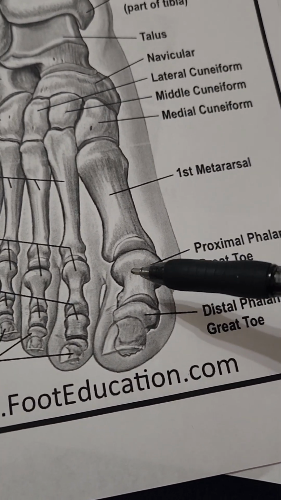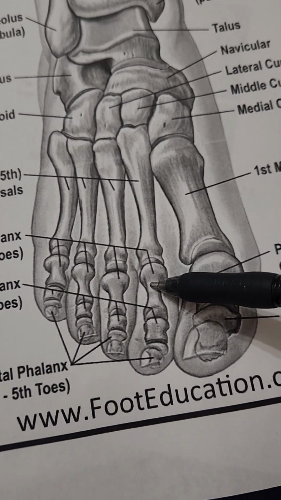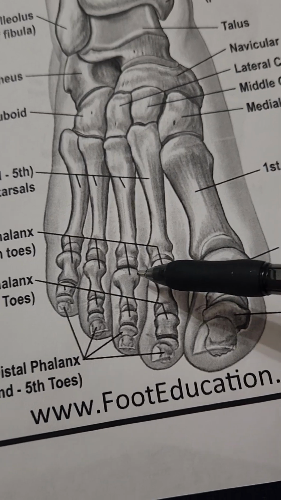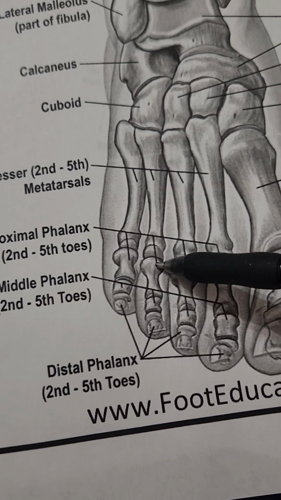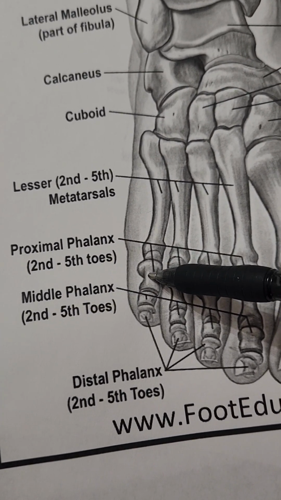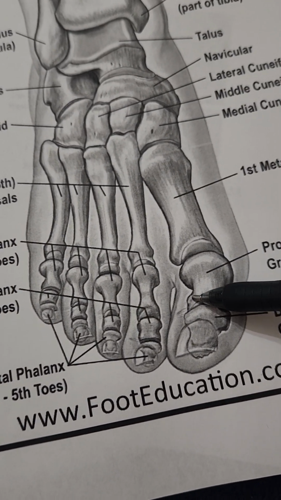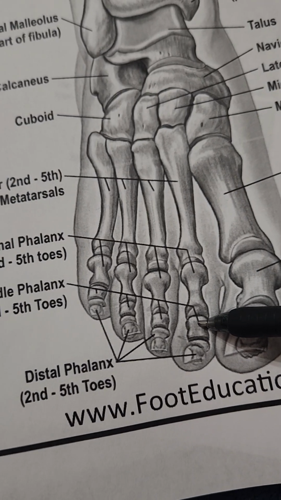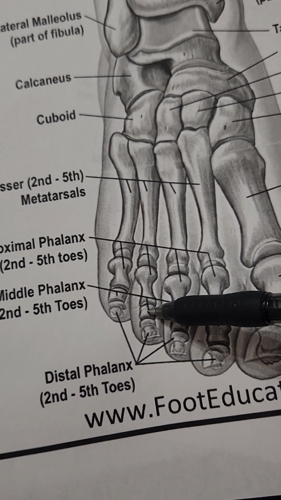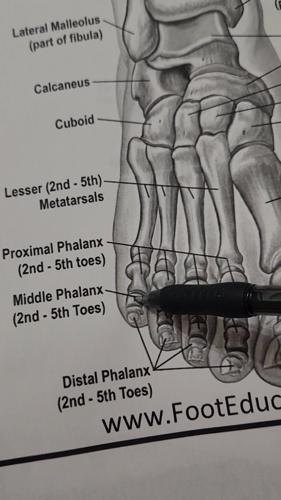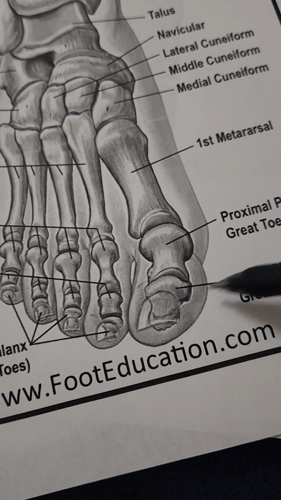So once again, proximal phalanx, first digit, proximal phalanx, second digit, proximal phalanx, third digit, proximal phalanx, fourth digit, proximal phalanx, fifth digit. So once again, they didn't have a middle over here. So middle phalanx, second digit, third digit, fourth digit, fifth digit. Once again, doesn't have a middle, so we're going to distal now.